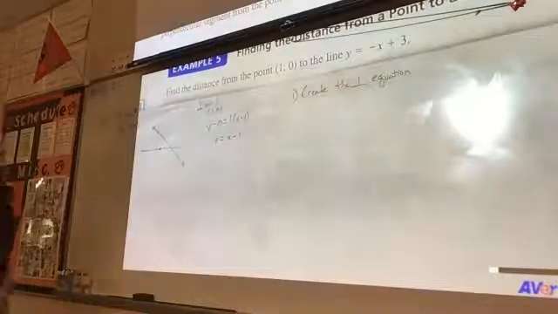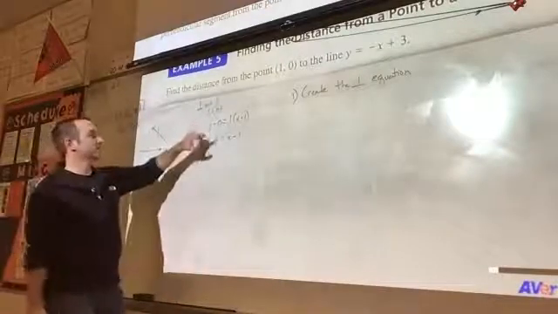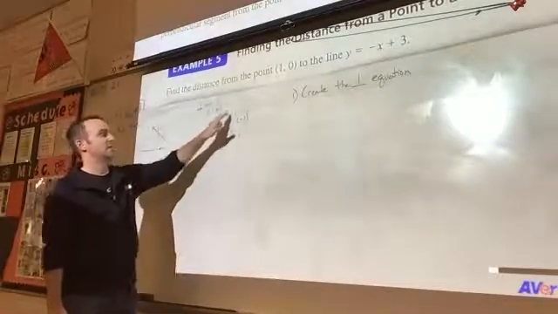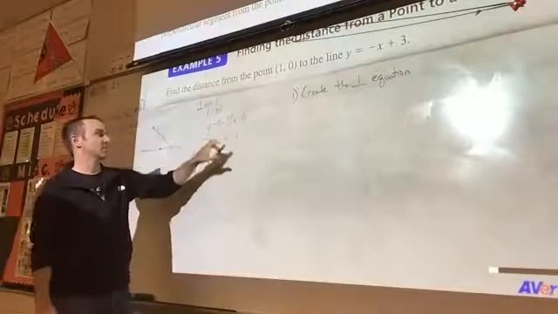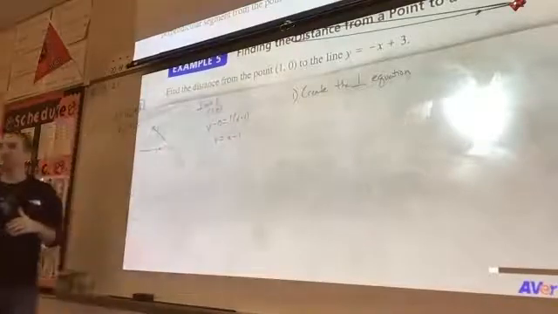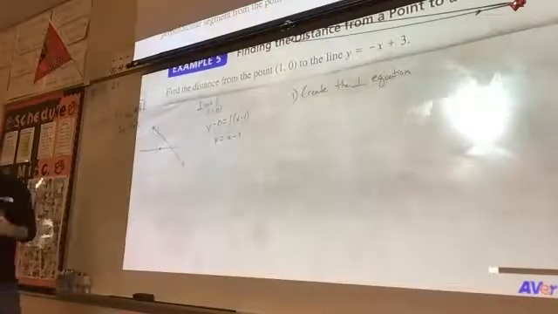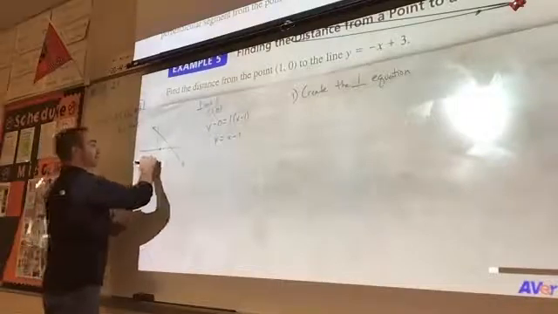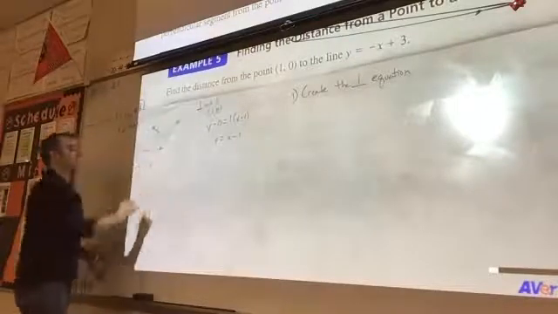Okay, so we plug it in, two-point-slope form. The negative zero cancels out, and distributing the 1 does nothing. So we just have y is equal to x minus 1. Okay, there's our perpendicular line.